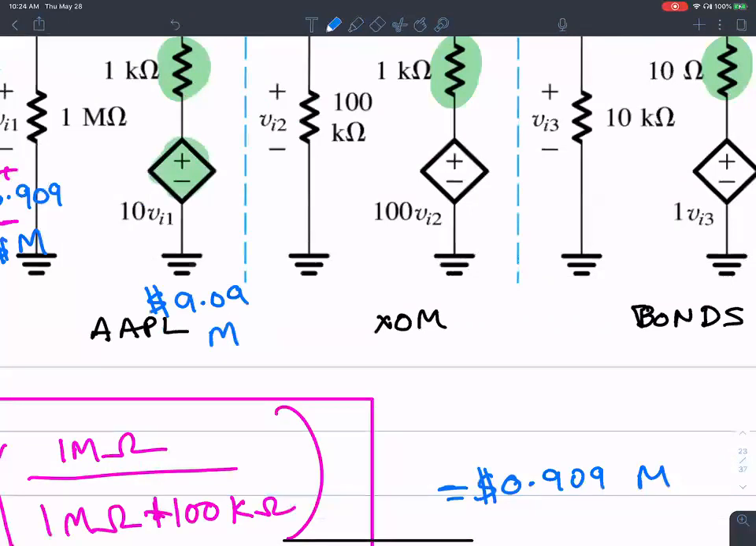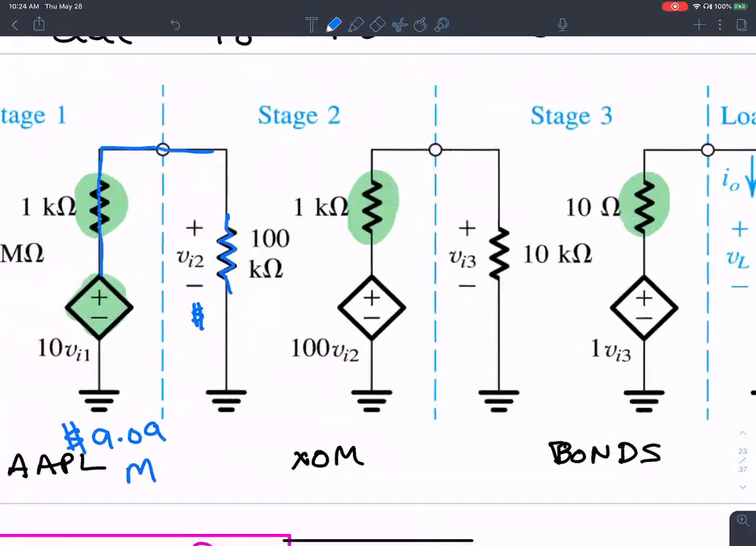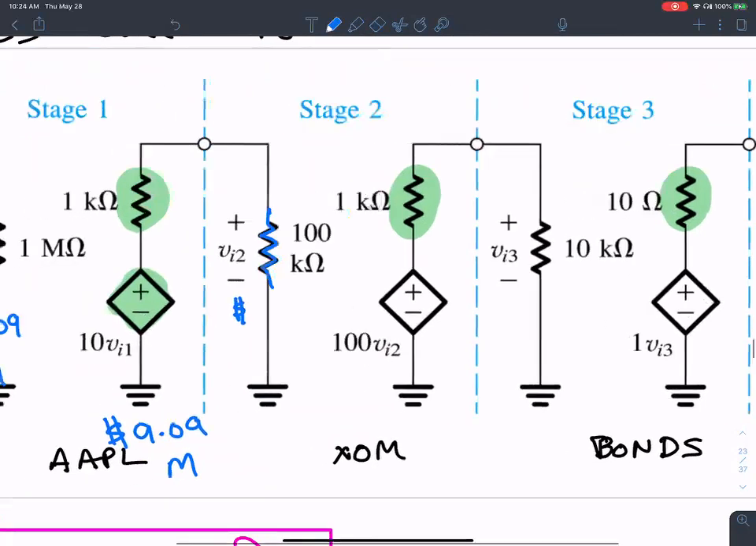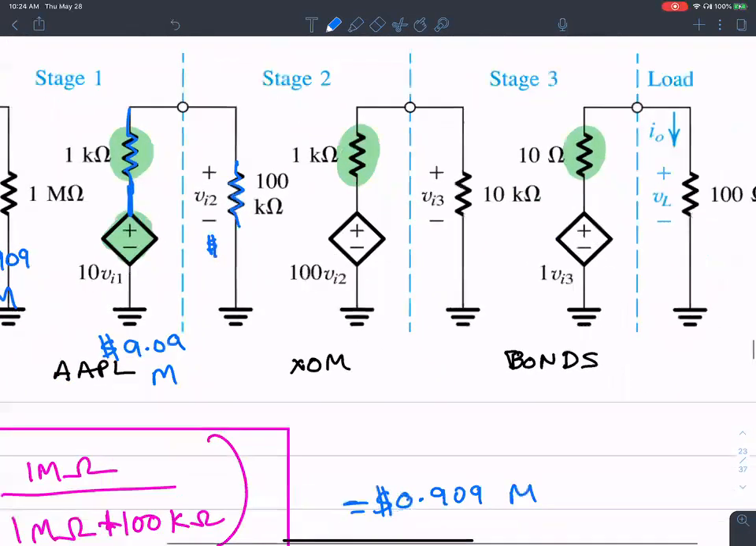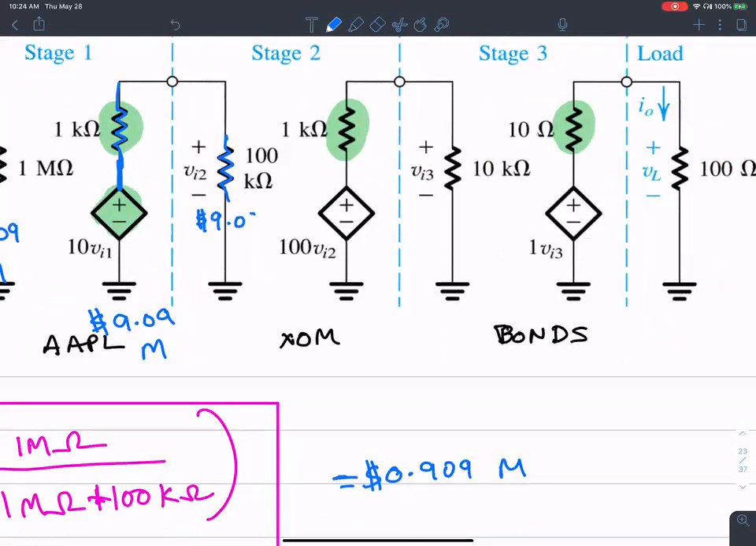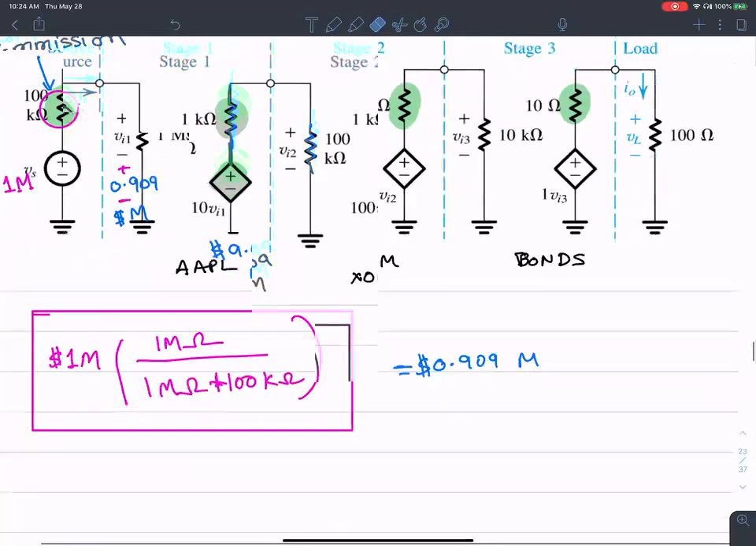Now, all of that $9.09 million you want to take and invest into ExxonMobil, okay? And that investment, again, has to go through your trader here, who is going to charge a commission. So what is going to happen is you don't have $9.09 million here. Instead, you have a smaller value.